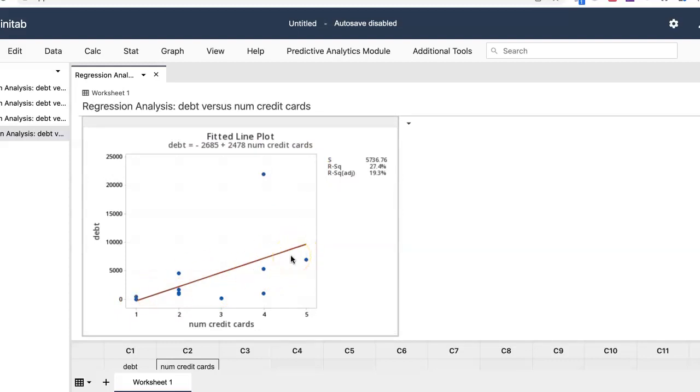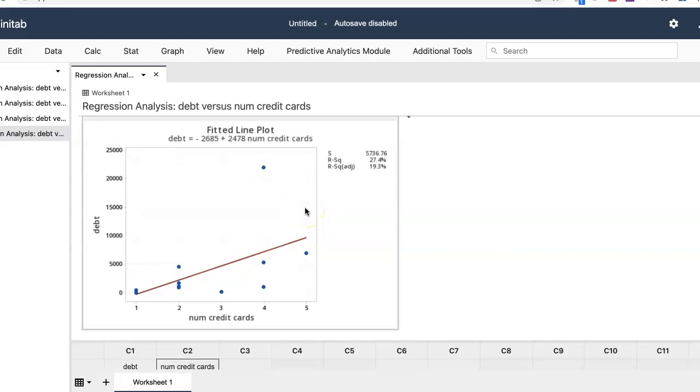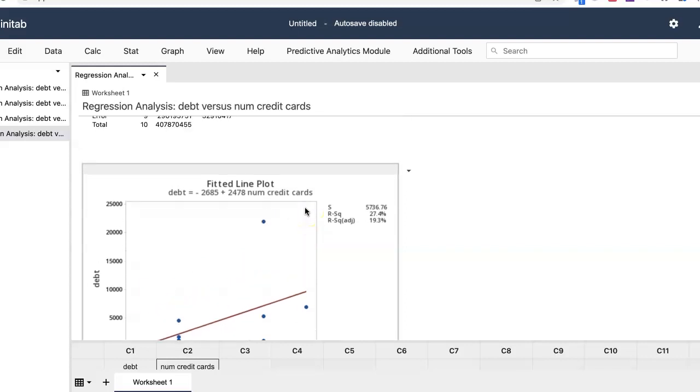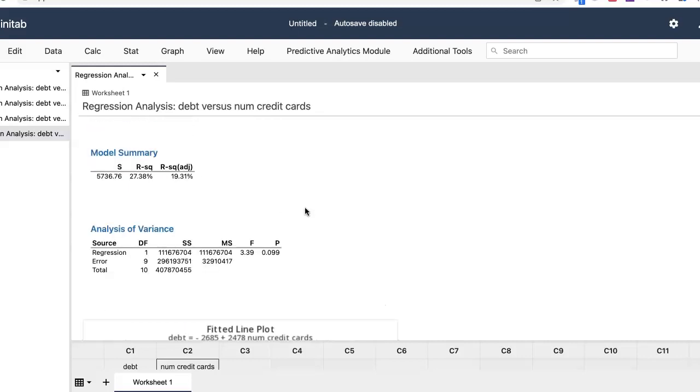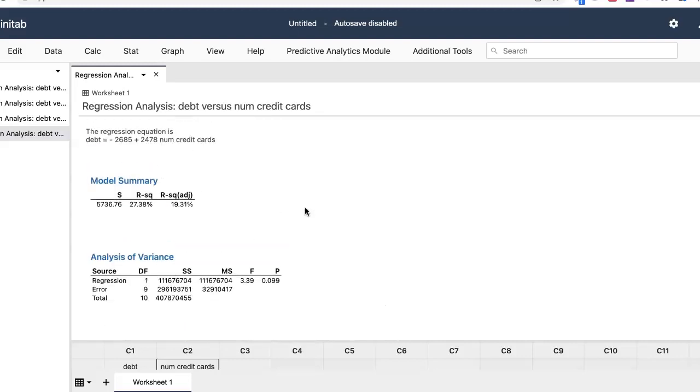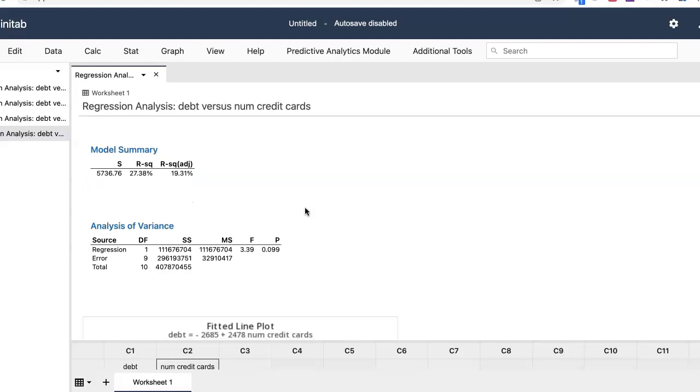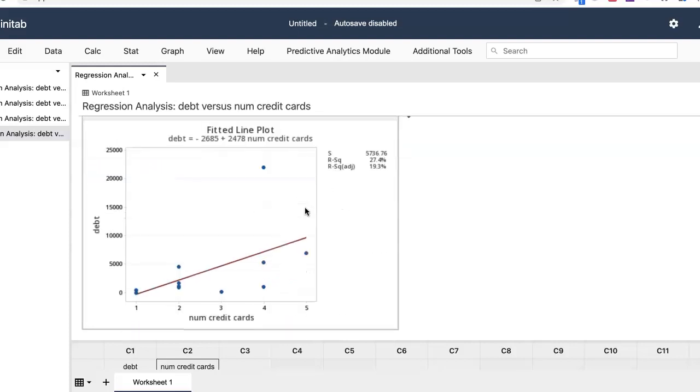So it is a moderate positive relationship between debt and number of credit cards. And we know that it is moderate because our r came out to be 0.5. So that's right in the middle of 0 and 1. So 0.5 would be moderate. If it had come out to be like 0.9, we would have said it was a strong positive relationship.